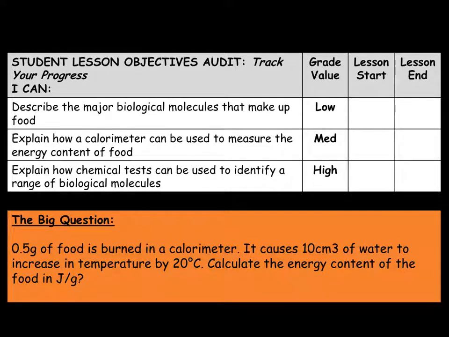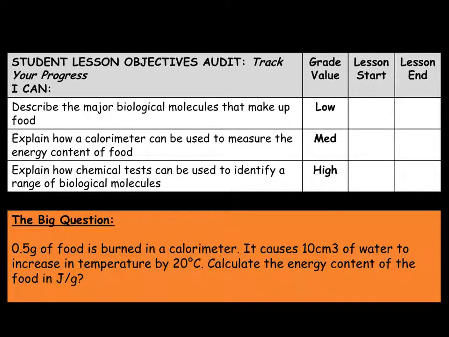In this video, we will look at the major biological molecules that make up food. We will look at how a calorimeter can be used to measure the energy content of food, and we will look at the chemical tests that can be used to identify a range of biological molecules.